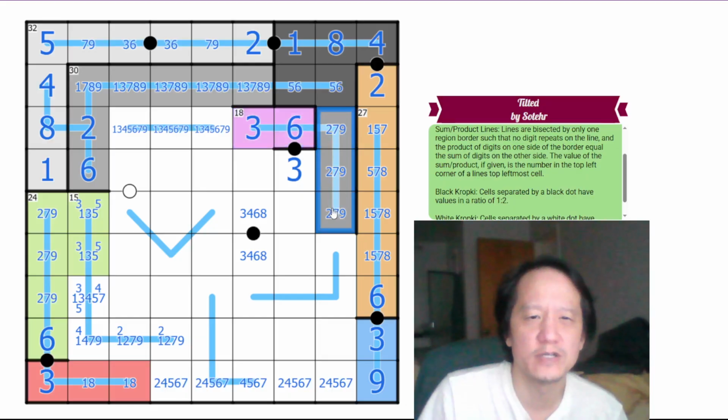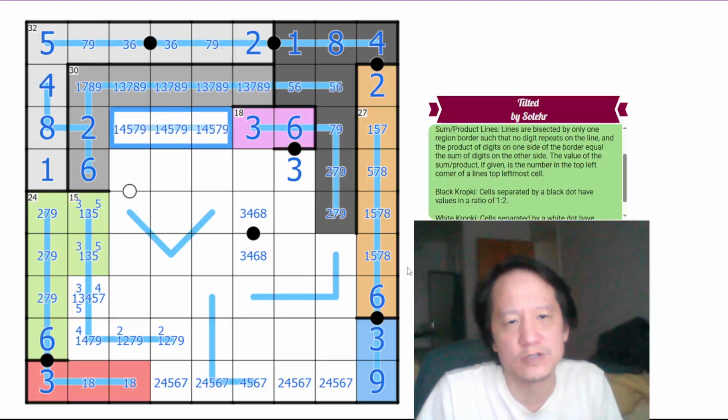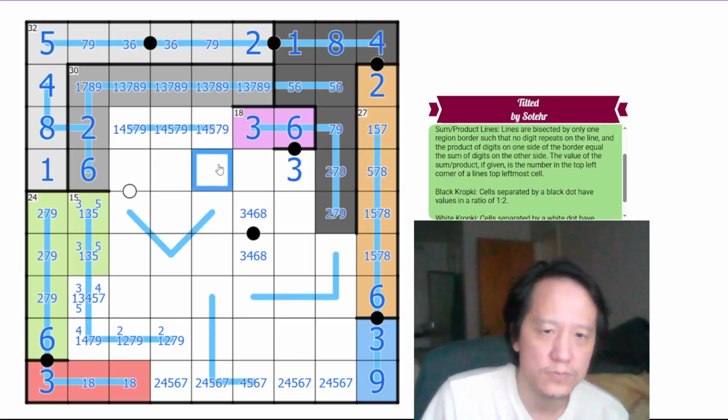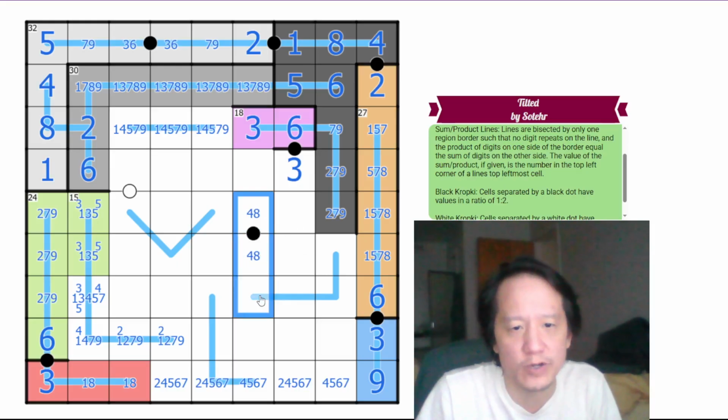3 and 6 multiplied to 18. 2, 7, and 9. This can't be 2. That means this can't be 3 or 6. So this can't be 2 here. This 6 eliminates 6 here, so this is 5, which makes that 6. This can't be a 3, 6 pair. It's a 4, 8 pair, which eliminates 4 and 8 in the rest of the column.